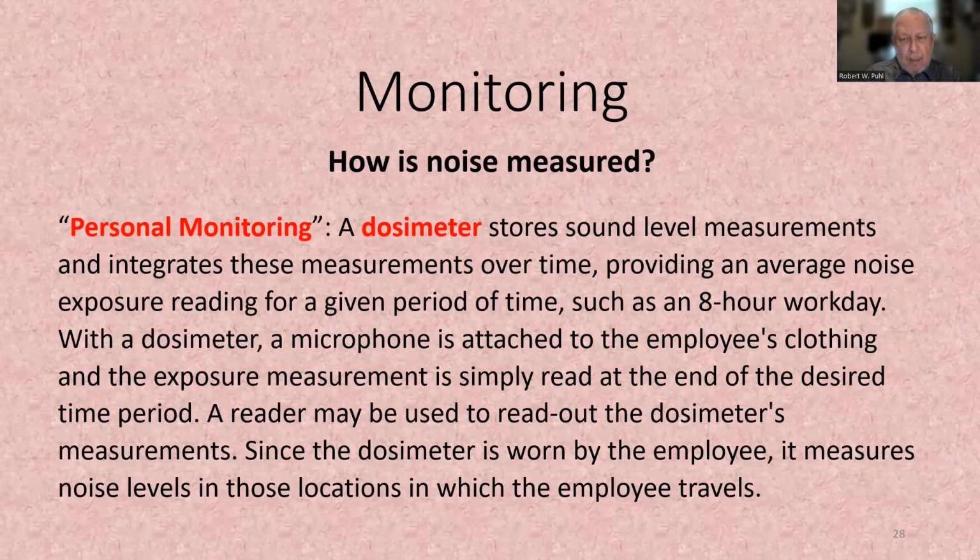Since the dosimeter is worn by the employee, it measures noise levels in those locations in which the employee travels. And the idea is you put it here because that's where their ear is. You put it on their collar, so close to their ear, and they wear that all day long. They wear it at lunchtime, they go to the break, bathroom, whatever, they still wear it. And then you get an 8-hour time weighted average from that. That's probably the most accurate, but they're a little bit of a pain.